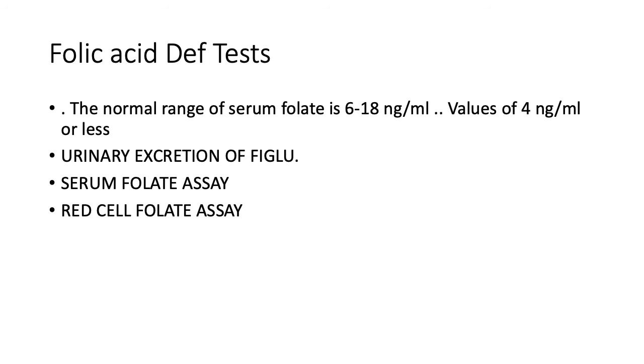Folic acid deficiency test can be done. The normal range of serum folic acid is 6 to 18 nanogram per ml. Values of 4 nanogram per ml or less are taken as folic acid deficiency. So it can be elicited by urinary excretion of formiminoglutamic acid, serum folate assay and red cell folate assay. That's how you can determine folic acid deficiency.